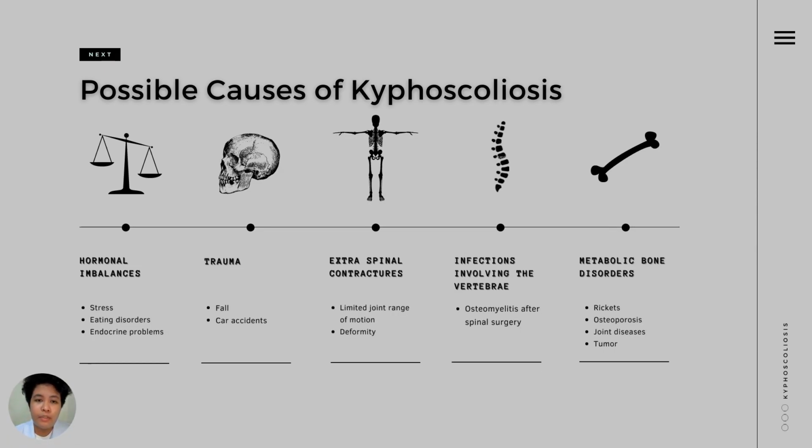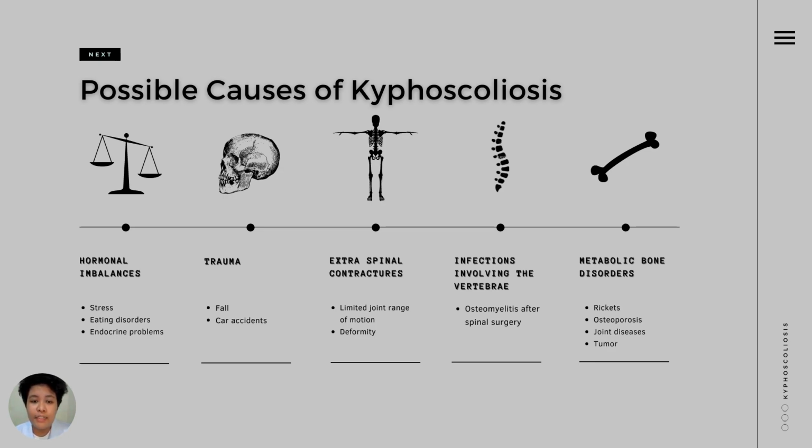Next, what are the possible causes of kyphoscoliosis? First is hormonal imbalances. These are due to stress, eating disorders, and endocrine problems, such as thyroid-releasing hormones, which secrete growth hormone, present in young children or teenagers. Next is trauma, for example, car accidents and falls.